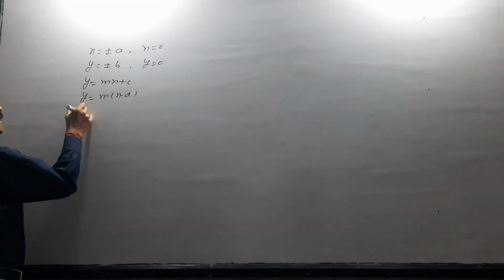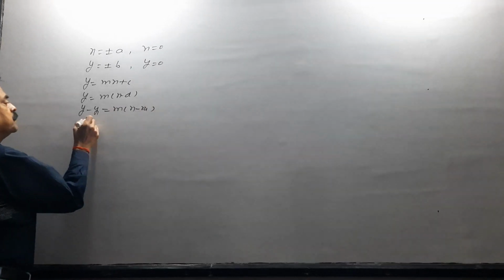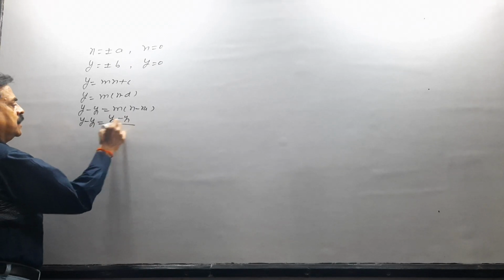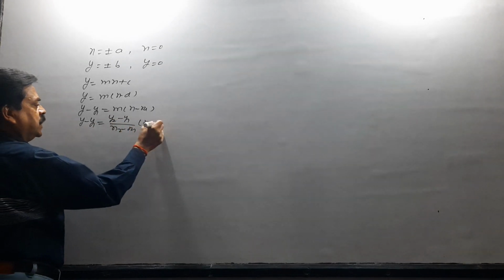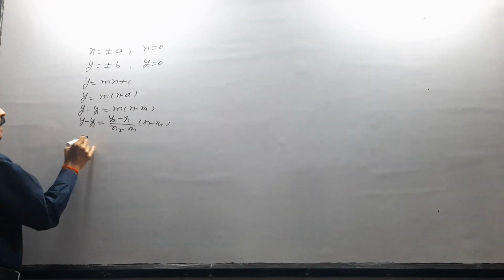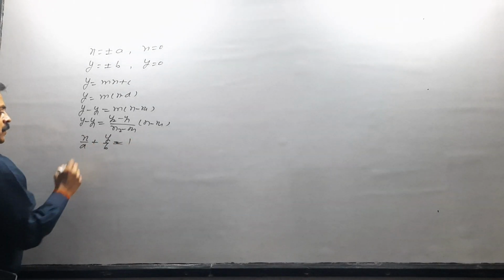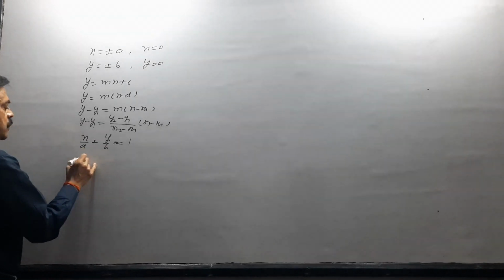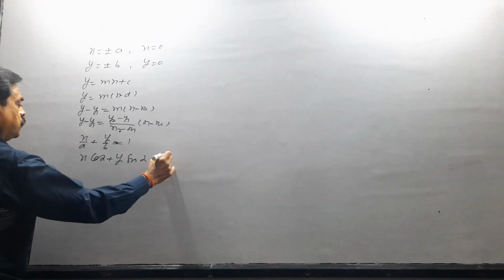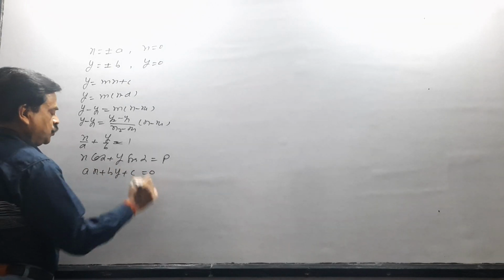x minus d, y minus y1 equals to m into x minus x1, y minus y1 is equal to y2 minus y1 upon x2 minus x1 into x minus x1, x upon a plus y upon b equals to 1, x cos alpha plus y sin alpha is equal to p, ax plus by plus c equals to 0.